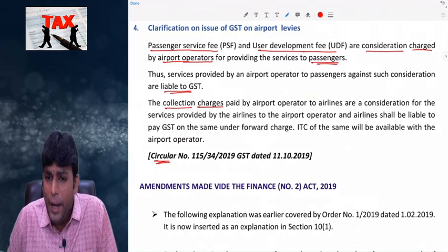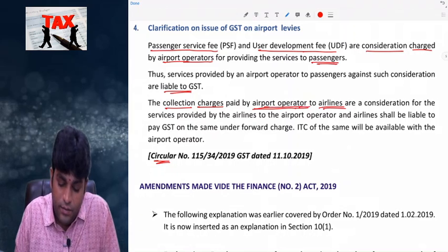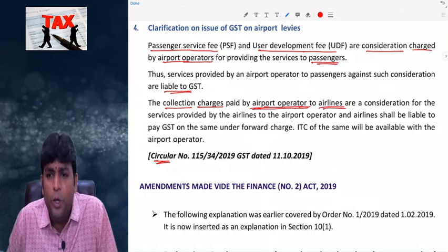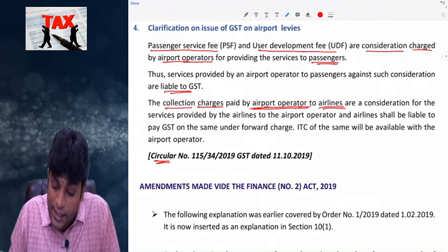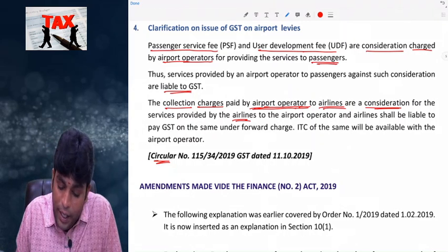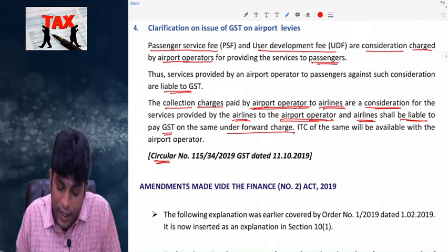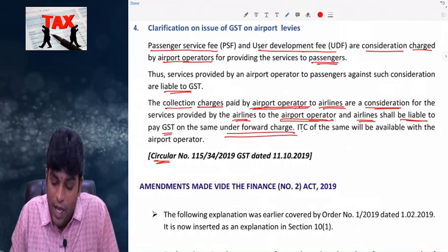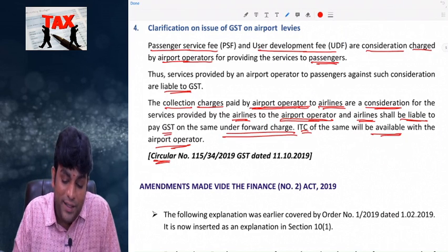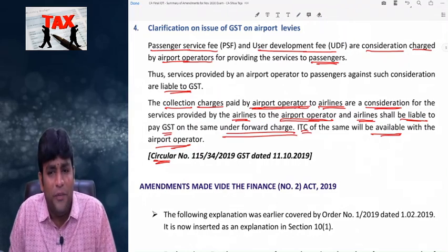Collection charges paid by airport operator to airlines. Come on friends, what is the line I wrote? The collection charges paid by airport authority to airlines are a consideration for the services provided by airlines to the airport authorities, and airlines should be liable to pay GST on the same under forward charge. And of course, ITC of the same will be available with the airport operator. Clear, right? Simple point, but still very powerful.